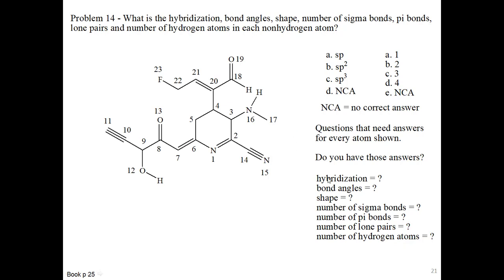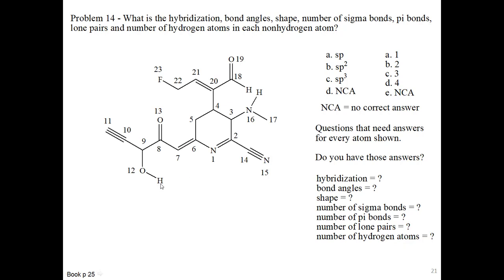And then I can answer questions like, what's the hybridization? What are the bond angles? What's the shape? What's the number of sigma bonds? What's the number of pi bonds? What's the number of lone pairs? What's the number of hydrogens? Because remember, we're not drawing in the hydrogens. We're using the bond line formula here. This is highly condensed, highly compact. So there's a lot of symbolic information here. And when you're a beginner, that's a little bit hard to see.